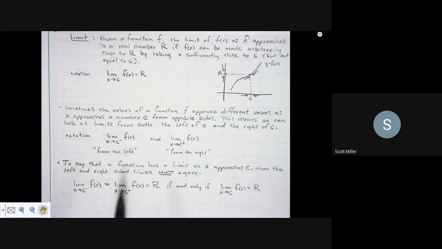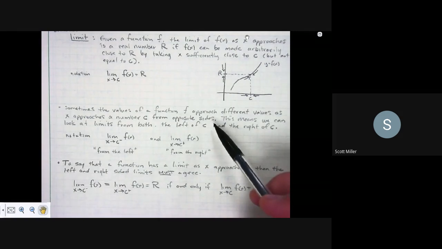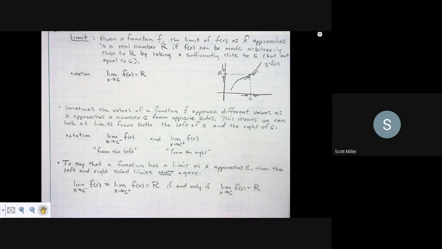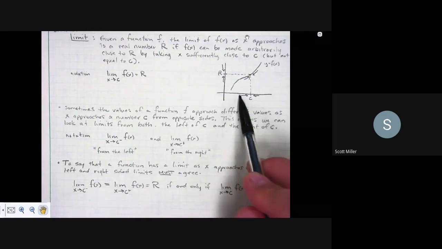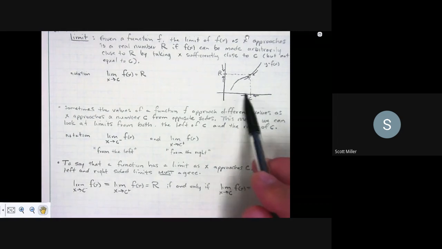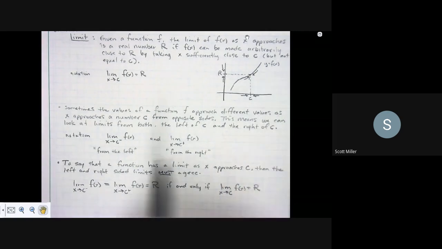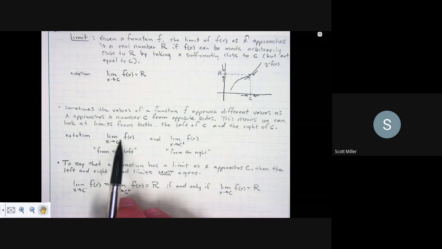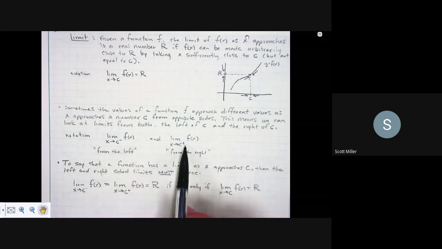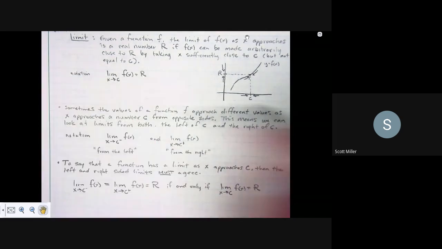All right, so sometimes the values of a function f approach different values as x approaches a number c from opposite sides. This means that we can look at limits from both directions, as I already talked about. A limit from this side would be called the left, and the limit from this side would be called from the right. To distinguish the two, you'll notice that the notation has a little minus sign up above here, kind of like where an exponent would go. So c and a little minus sign means this is from the left, and a plus sign means you're coming from the right. From the negative side, from the positive side.